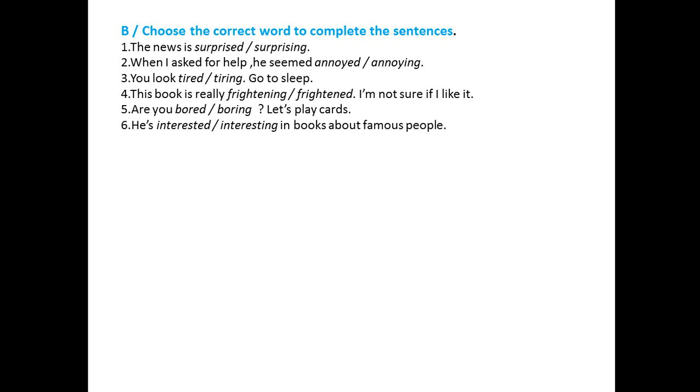This adjective, if it describes a person, we use an adjective ending with ed. If we talk about something else, we use an adjective ending with ing. Again, if we talk about someone, we use an adjective ending with ed. When we talk about anything else, we use an adjective ending with ing.